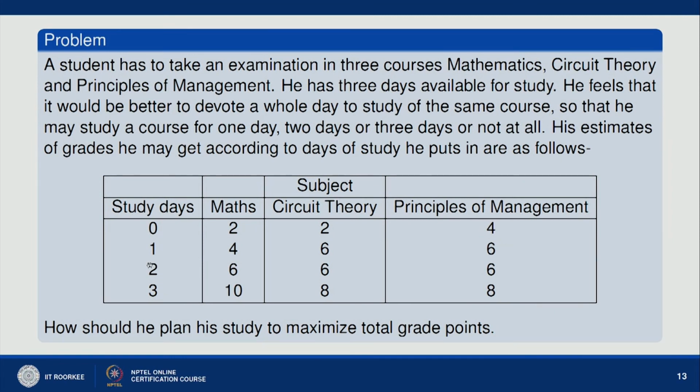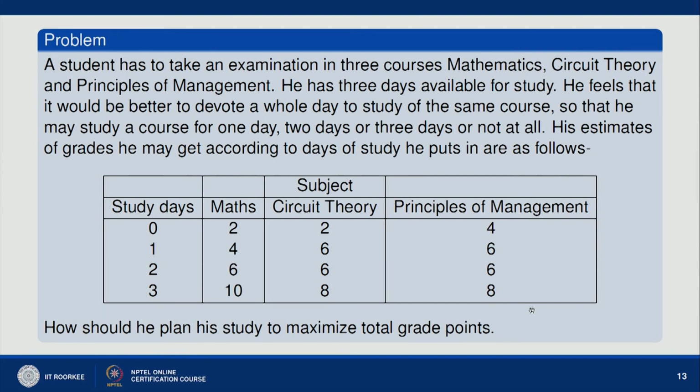Suppose he gives 2 days in mathematics only, the entire 2 days in mathematics. So, he will earn 6 units of credit in mathematics, 6 credits in circuit theory, and 6 units in principal management. If the entire 2 days are devoted to mathematics only, then 6. If the entire 2 days are devoted to circuit theory, then 6. And similarly, we have the entire table.